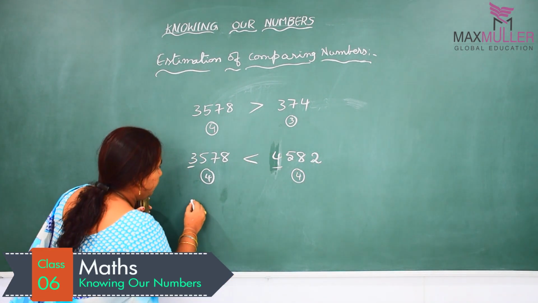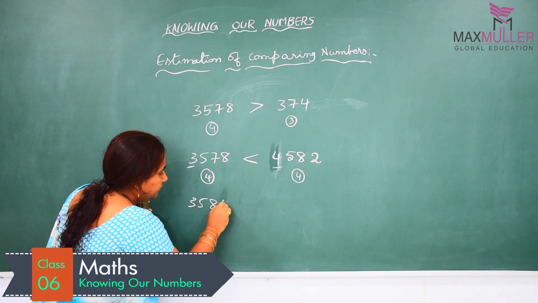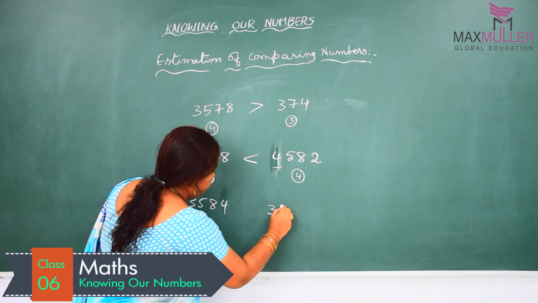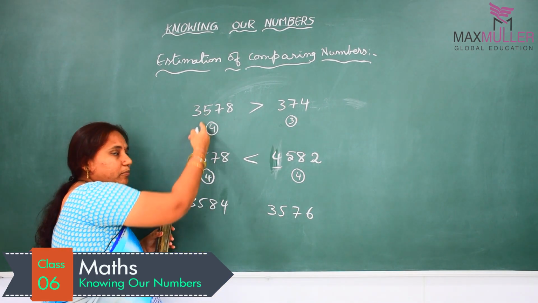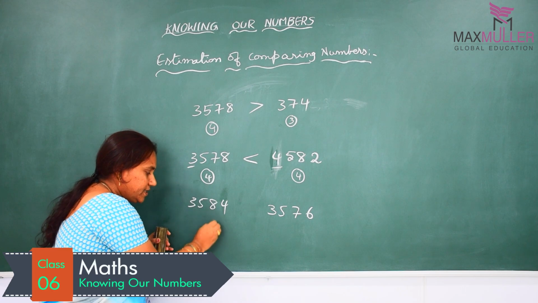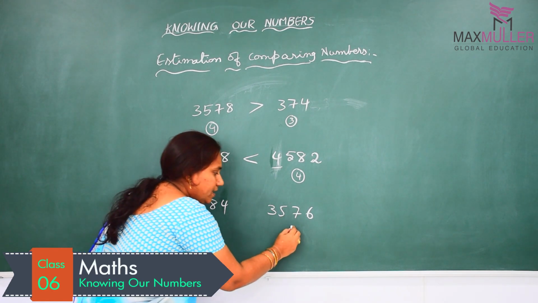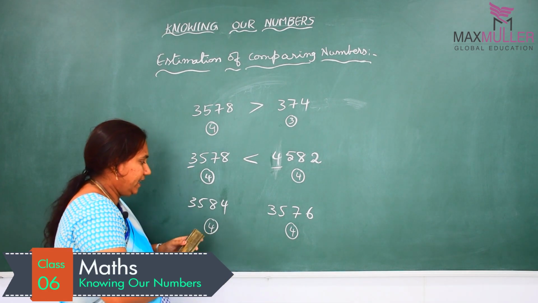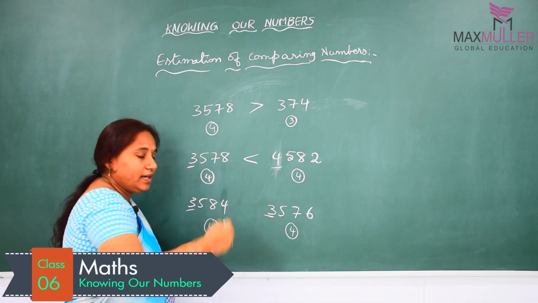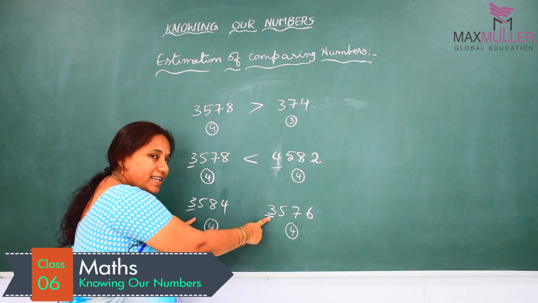Now check one more. Now observe here. Here also the same process, we have to count the number of digits. Here also we have 4 digits. Here also we have 4 digits. The same number of digits here we have. Then check the highest place. Here 3, here also 3. So both the places have the same number, no?